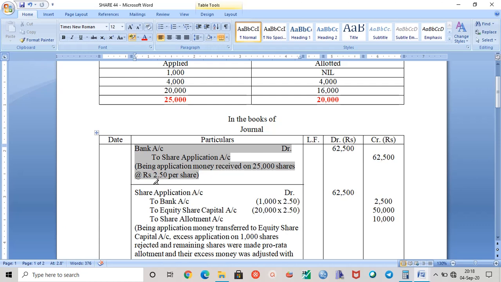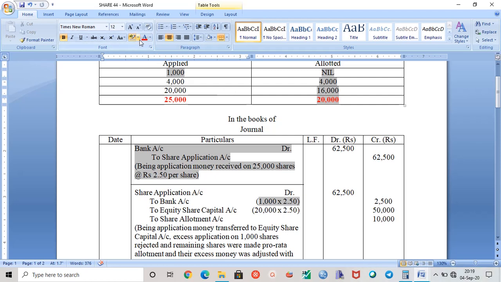This is your first entry, when 25,000 shares were actually applied for. You received application money on these shares at the rate of rupees 2.50 per share. For 1,000 shares you will reject the application and refund the money, so 1,000 into 2.50. There was no allotment made for these. In the equity share capital account you can see 20,000 into 2.50. Why? Because this is your actual number of shares to be allotted.